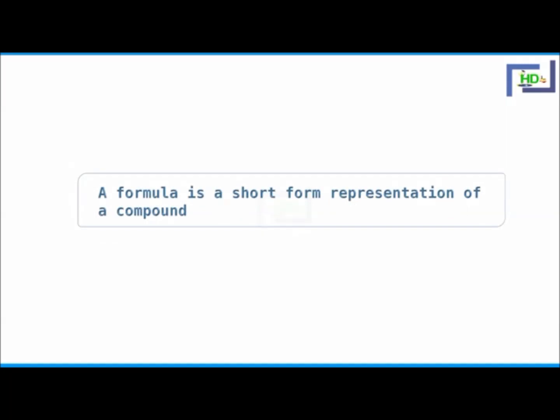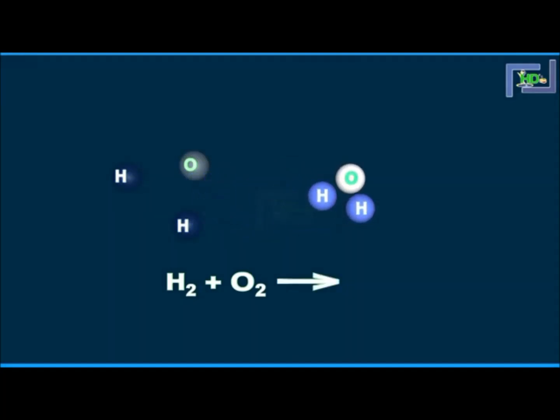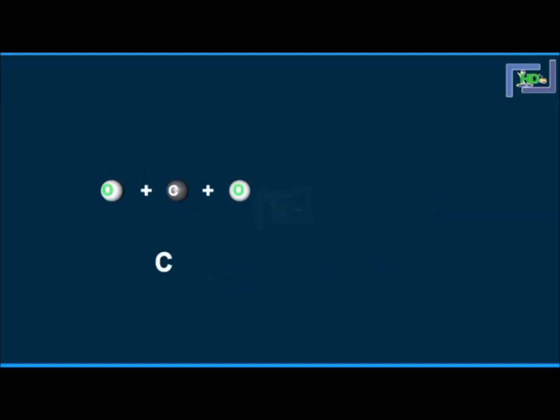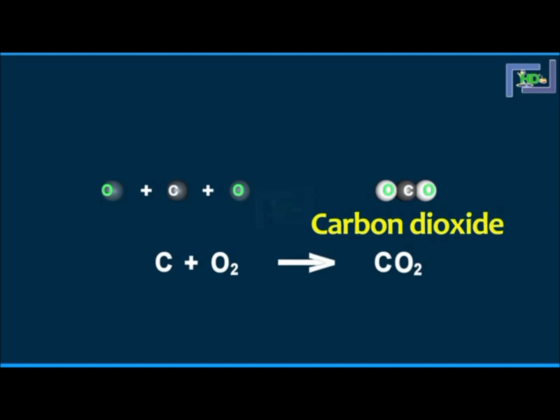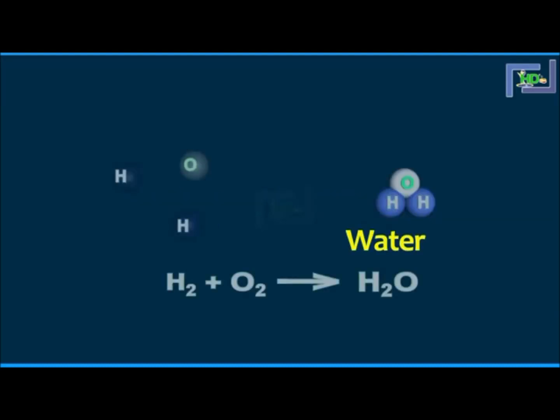Formulae of compounds. A formula is a short form representation of a compound. Each compound has a formula assigned to it. The formula of a compound is not used for any other compound. Do you know any compounds? A compound is nothing but the combination of two or more elements. The formula of carbon dioxide is CO2. Similarly, for hydrogen chloride, it is HCl. For water, it is H2O.